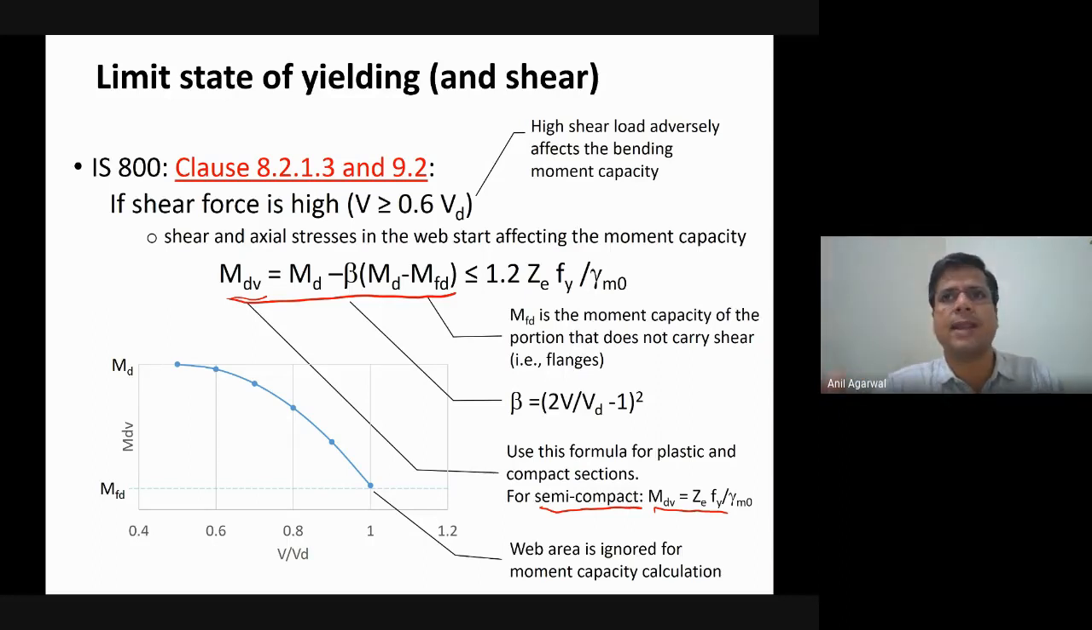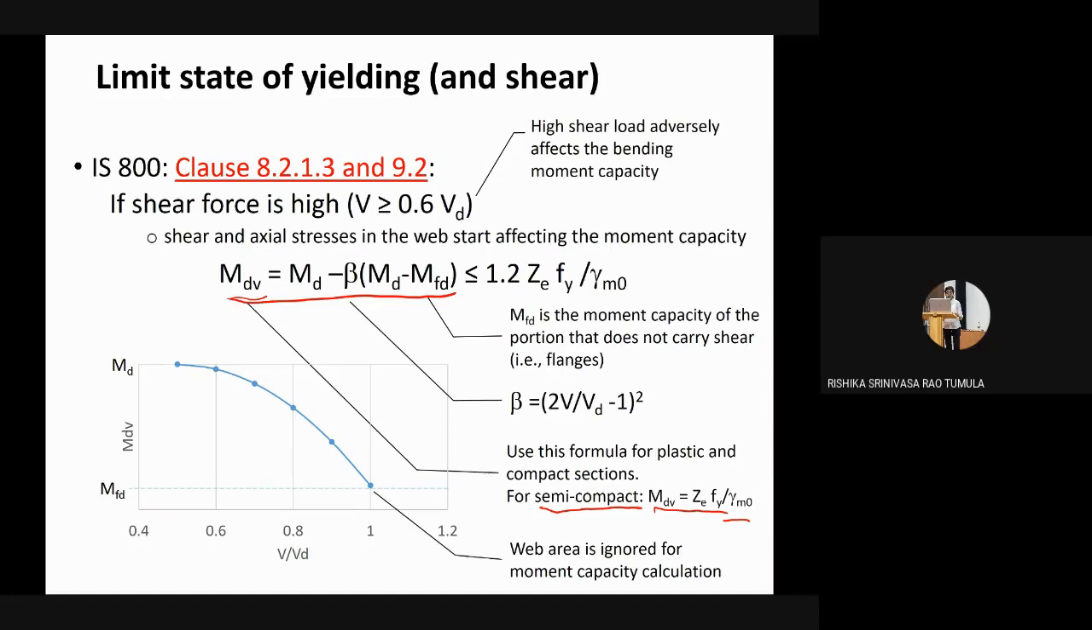So at that stress level, you can simply assume that the shear is not interfering now, because the stresses because of flexure in the web are very low, and the stresses in the web because of shear may be high, but they will anyway not affect the overall moment capacity of the cross section very much. That is what it means here. Does that make sense?